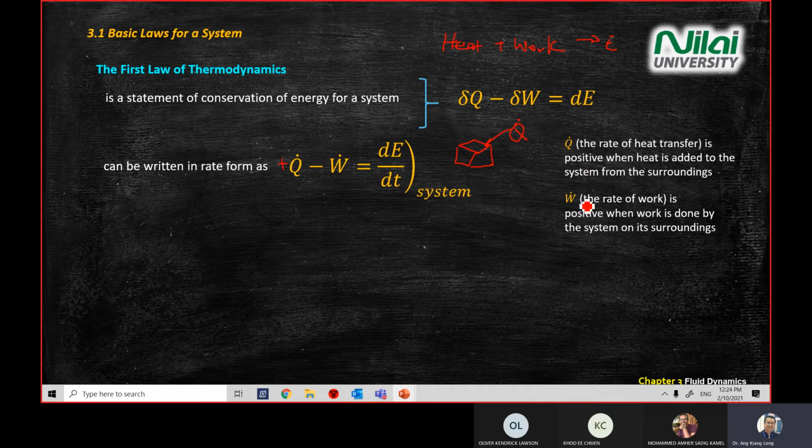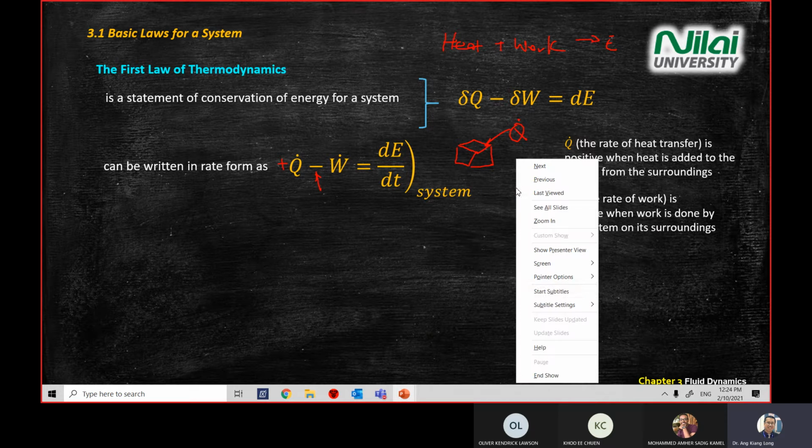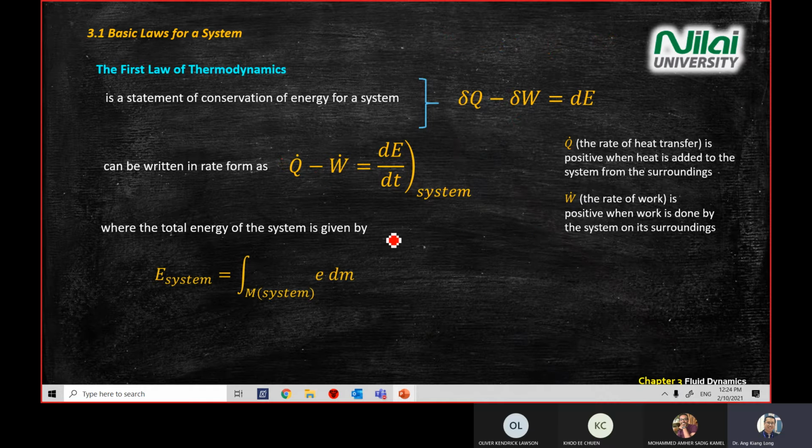W is positive when work is done by the system. Negative means the opposite of this definition. This is what you learned in your thermodynamics 1. The total energy is given by the integration of small e, which is the energy per unit mass. Then you multiply by the mass to get the energy. So the mathematical model is the integration of mass times e.